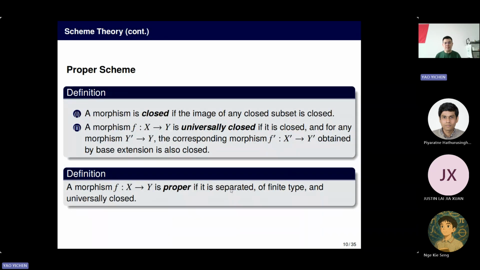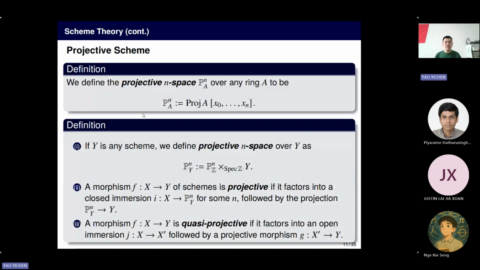It is a separated, finite type, and universally closed scheme. And universally closed is just a version of closed, that is, the closed property is invariant under base extension. It means that we change the base. And finally, we define what is a projective scheme.